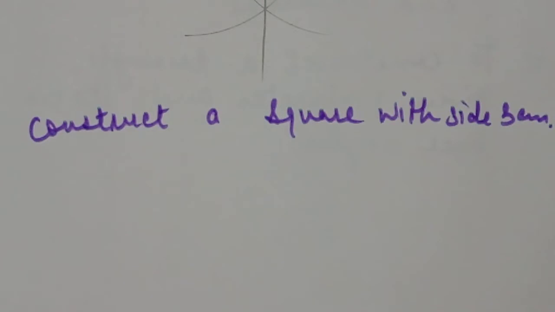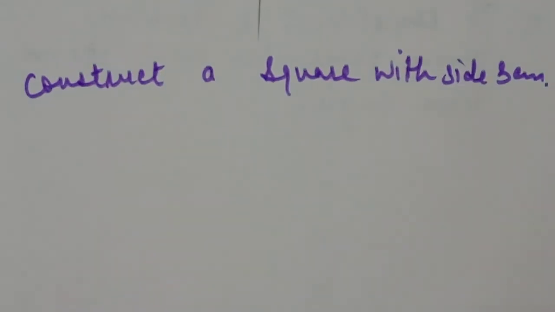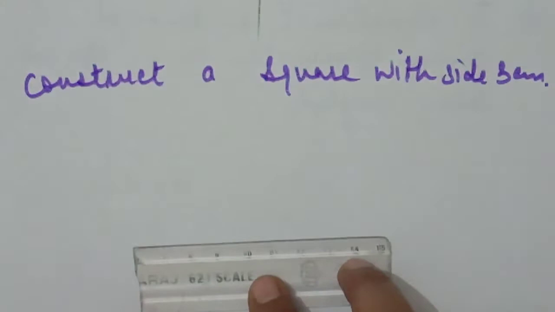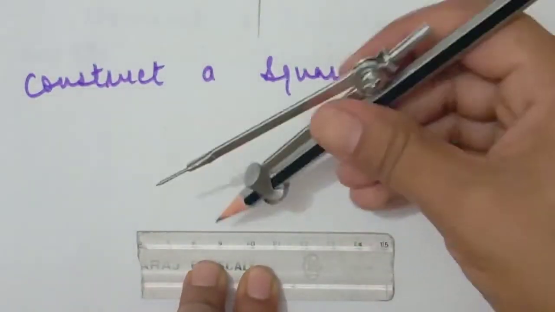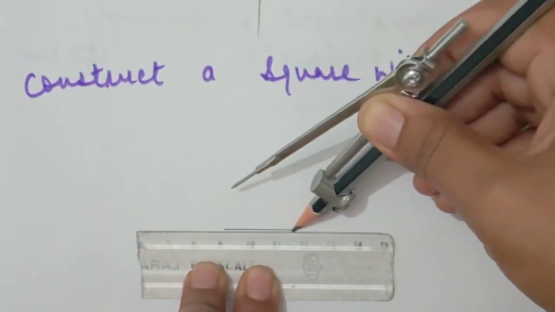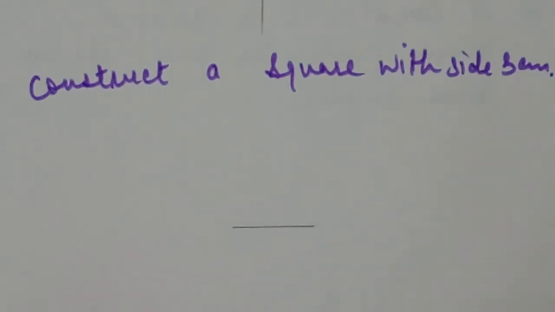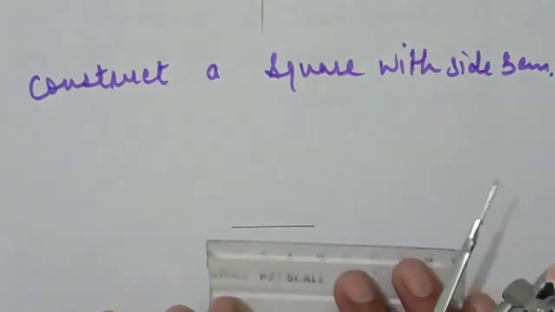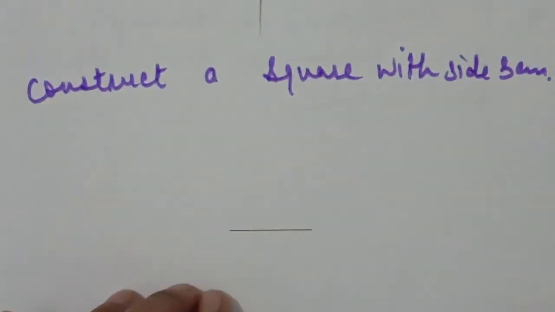First of all, we have to revise the properties of the square. What are the properties of a square? All sides are equal, all angles are 90 degree. So first of all, we have to put our scale here and draw the 3 centimeter line. So we will draw like this. This is the 3 centimeter line. So students, now what will we do? First of all, wait, I am measuring it again to see whether it is 3 centimeter or not. Yes, it is 3 centimeter.